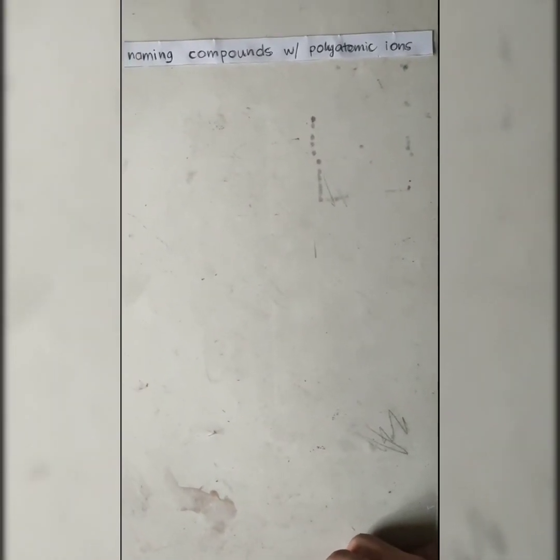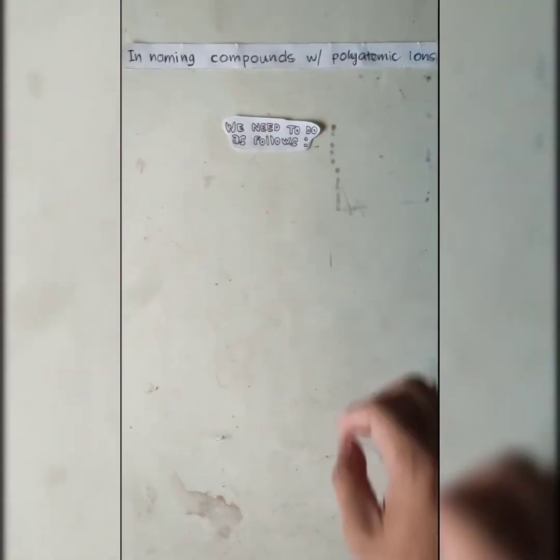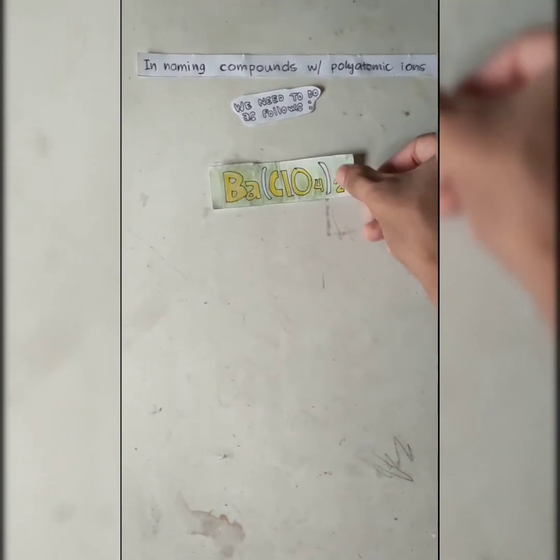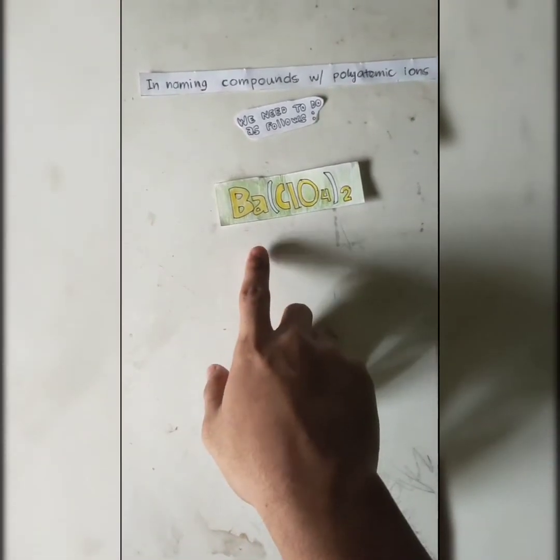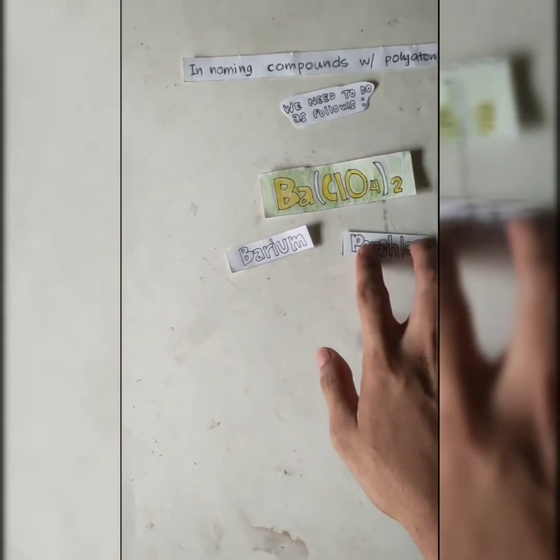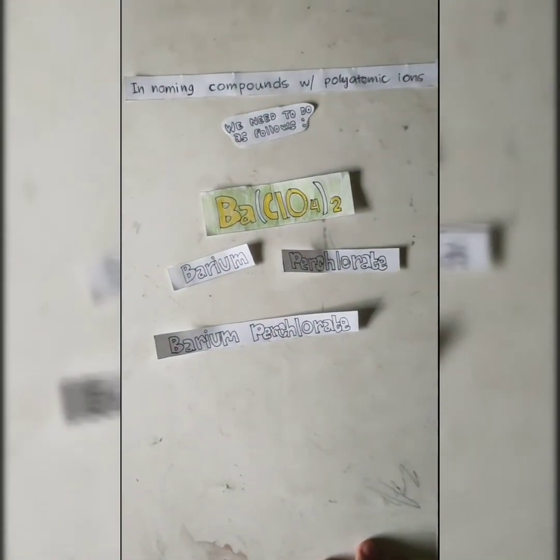The next thing we do is we name polyatomic compounds. In order to name polyatomic compounds, we need to do as follows. Let's say we have the example Ba(ClO4)2. First, we name the Ba, and it is barium in the periodic table. Next is we name ClO4, and based on the examples, ClO4 is perchlorate. That gives us the final name, barium perchlorate.